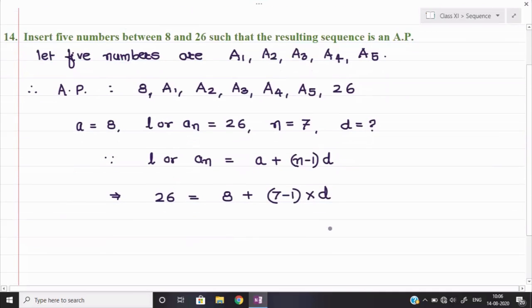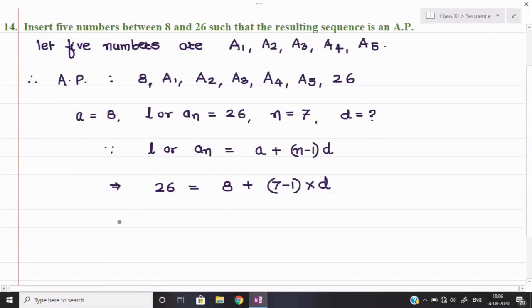8 I will transfer onto that side, it will subtract from 26, so it will remain 18. So 18 will be equal to 6d, and from 6 I will cancel 18, this will be 3. So I can say that the value of d will be equal to 3 over here.